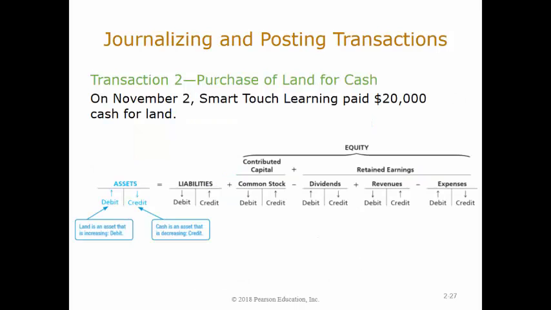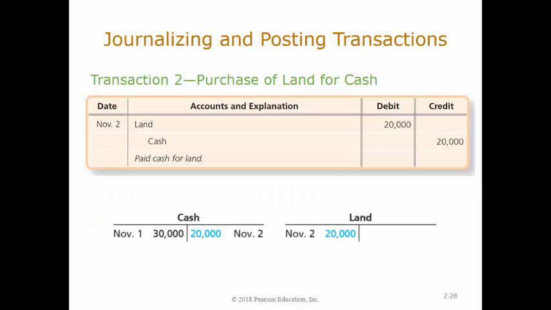In Transaction 2, Smart Touch Learning paid $20,000 cash for land. So Step 1, the two accounts involved are cash, an asset, and land, an asset. Step 2, cash decreases with a credit and land increases with a debit.